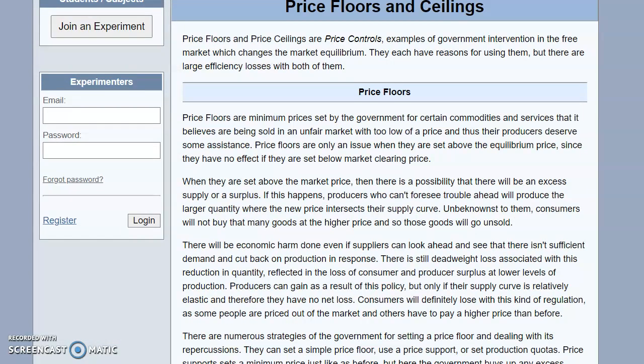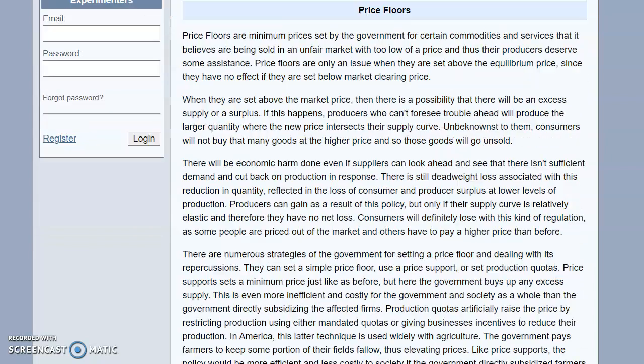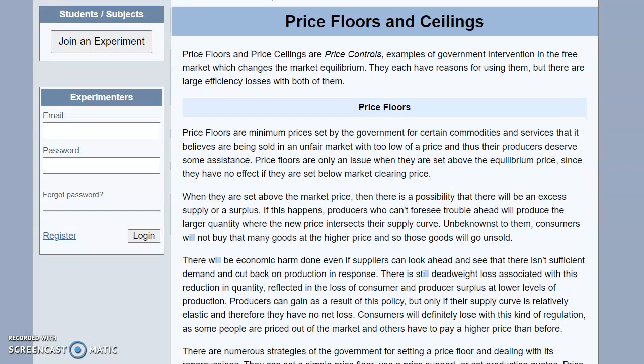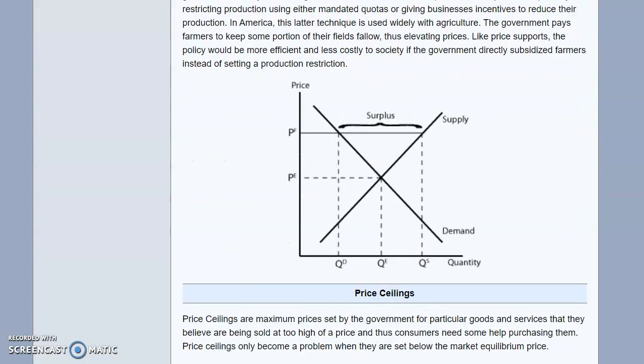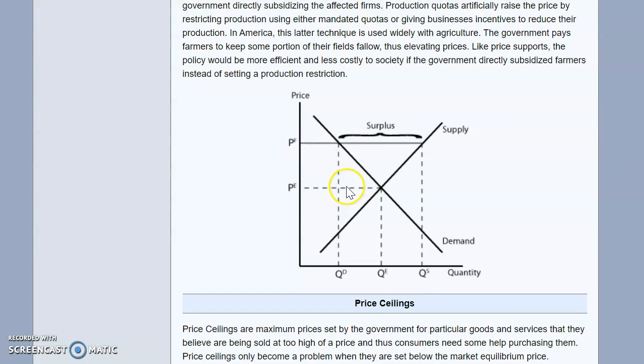A price floor is a minimum price the government sets if it feels that the market price is too low for some reason. Normally, this is something for a commodity like corn or dairy. You might hear price supports in agriculture. So let's say this is the market for milk. We're at price equilibrium, quantity equilibrium, right? And the government says, that's too low. We need to help out the producers of this particular product.